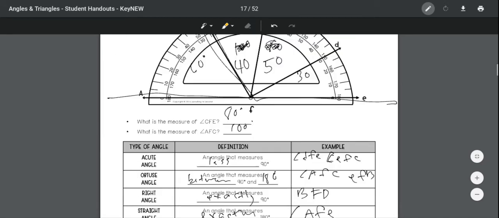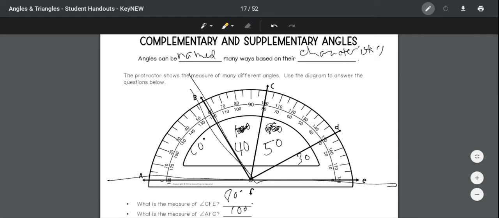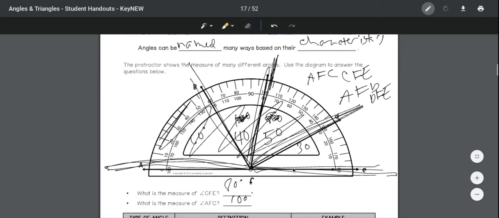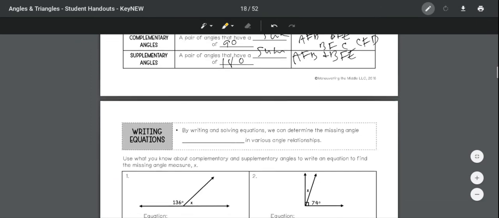Okay, I'm going to write them up here. Another one would be AFC, and then you would have CFE. You could also do AFD, so now you have all that covered, AFD, and then DFE. You can't just say AFE because that's just the straight line. You have to have two angles. Hopefully you were listening.